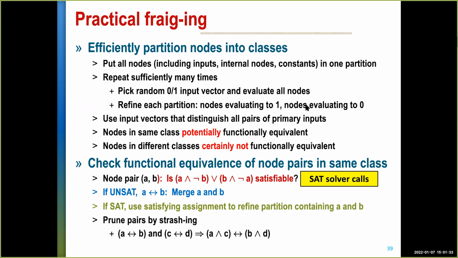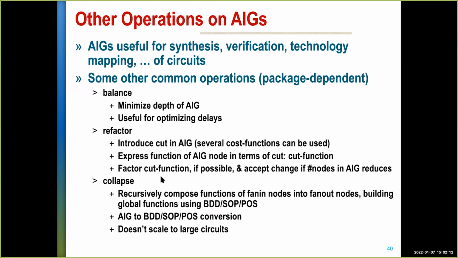You sort of say, okay, if both of them evaluate to the same thing, you should not try to do a SAT check that they're complements of each other. If both of them evaluated to different things, you should not try to do a SAT check that they're equivalent to each other. And as you're picking different random vectors, these partitions keep getting refined. And finally, only in the small refined partitions that remain, you need to do these final SAT checks. So the number of SAT checks can be drastically reduced by doing this very simple random simulation based filtering.